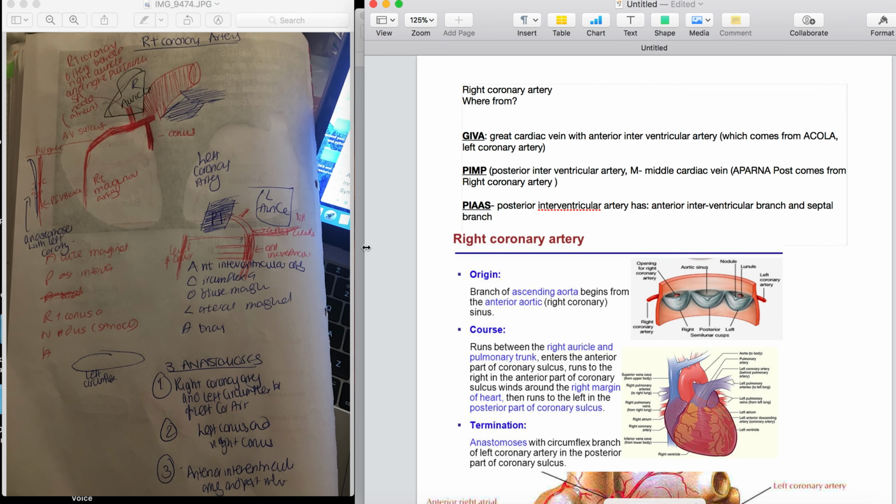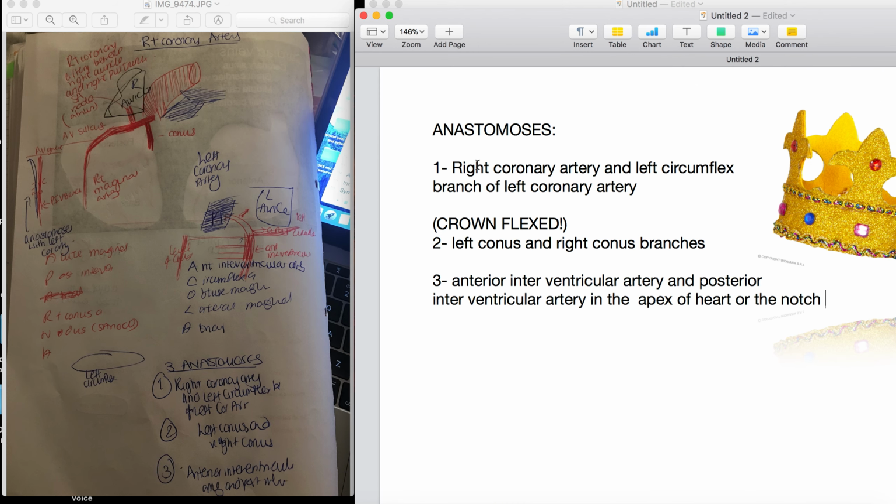There are 3 anastomoses you need to know altogether. You need to know that the right coronary artery anastomoses with the circumflex artery, and that's why the coronary is flexed, and then the left conus and right conus branches, and then the anterior interventricular and posterior interventricular branches.